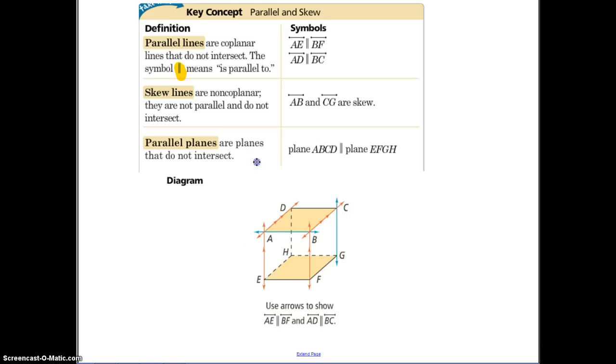And last but not least, parallel planes. They are planes that do not intersect, such as in this case, plane ABCD is our top plane, and plane EFGH, our bottom plane. Those are parallel to each other.